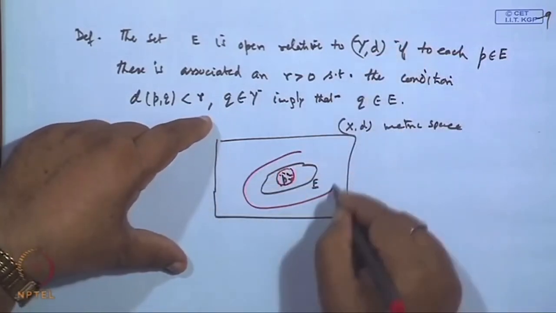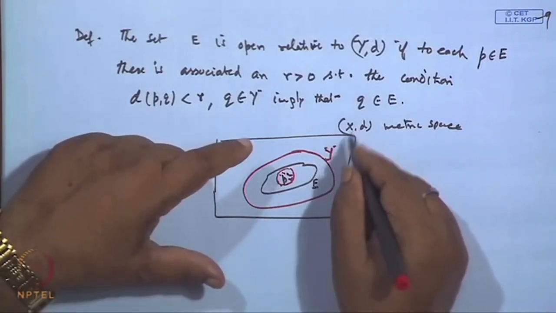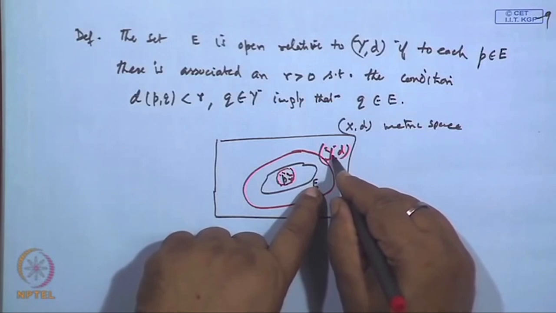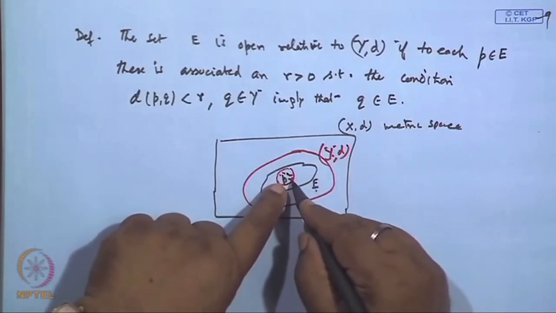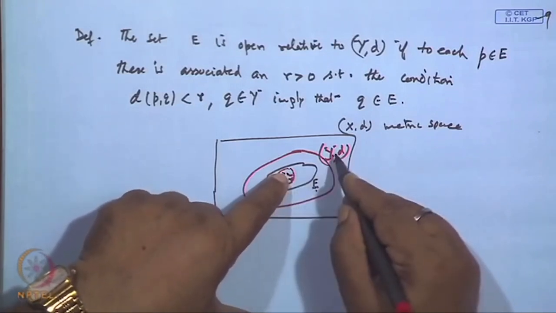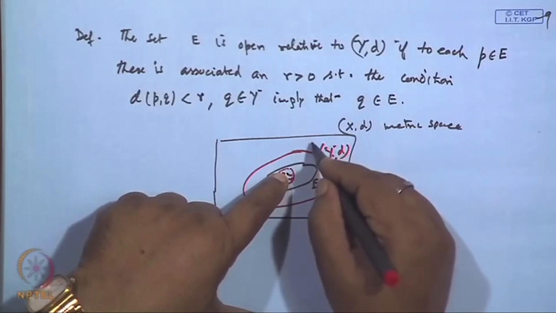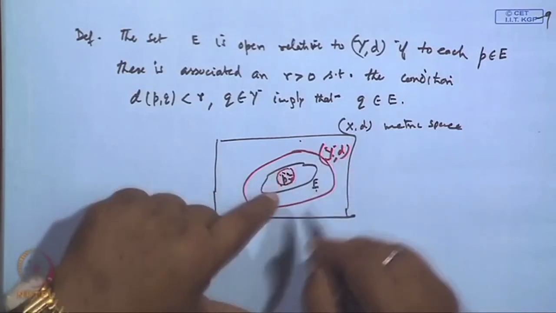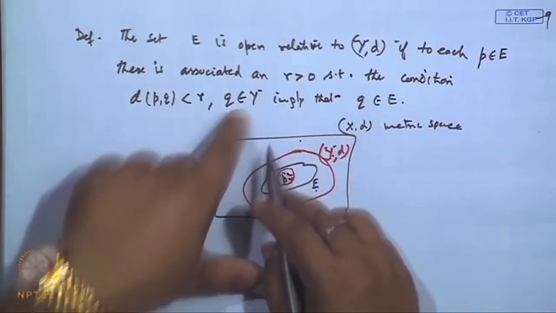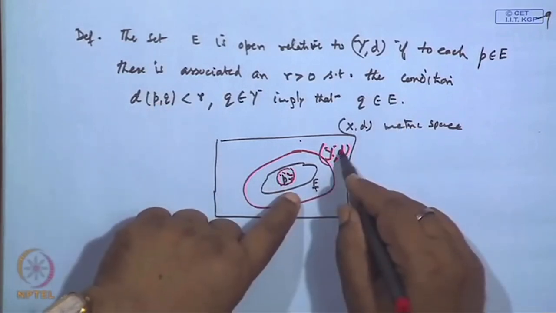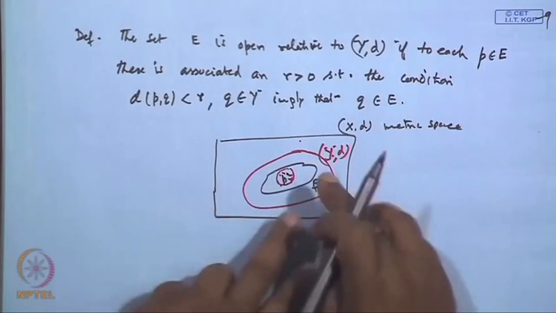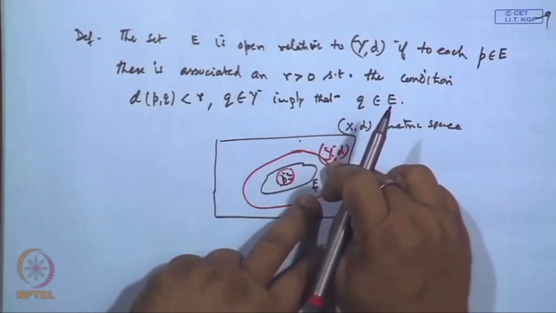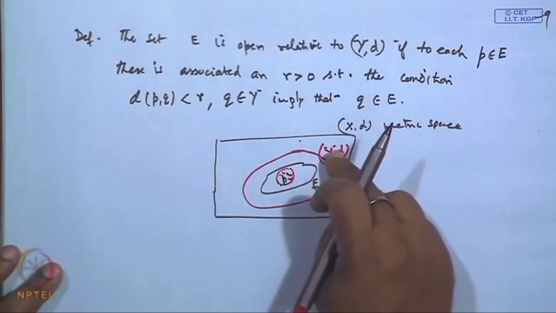But when you say Y is a subset of X, it is also a metric space with respect to d. Then we say that E is open with respect to Y. Now, here when you draw the neighborhood around the P, the point Q which you are choosing must be a point of Y. Of course, the point of Y is also the point of X, but there may be some points which are in X but not in Y. So, when the distance d(P, Q) is less than R and Q belongs to Y implies Q is in E, then we say E is open in Y. So, as if there is no X, only E is a subset of Y, and every point of E is an interior point with respect to Y. That is all. Then we say E is open relative to Y.